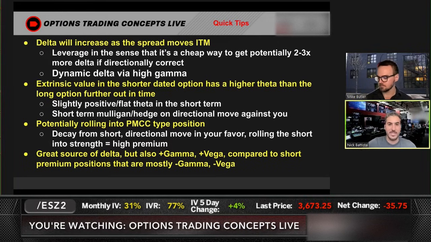That comes with being directionally correct. You sell that shorter dated option, you roll it forward, and you create a poor man's covered call type position into strength of the position.